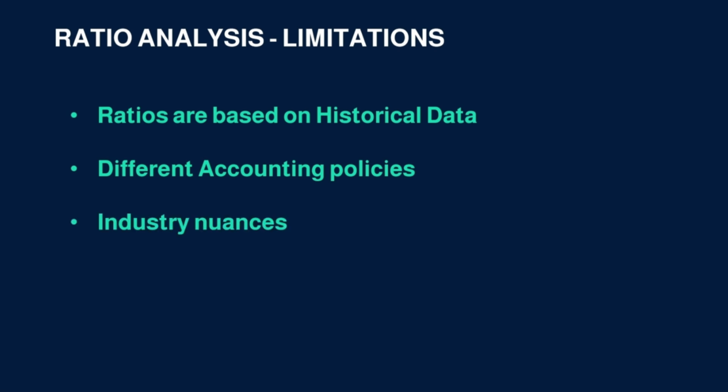Ratios vary significantly across industries. For example, technology companies may have high margins and low assets. Manufacturing companies may have lower margins but higher asset base. So, comparing ratios across industries can be misleading. Ratio analysis also ignores qualitative factors. Ratios focus only on numbers. They do not capture important qualitative aspects such as management quality, brand strength, competitive advantage, etc.